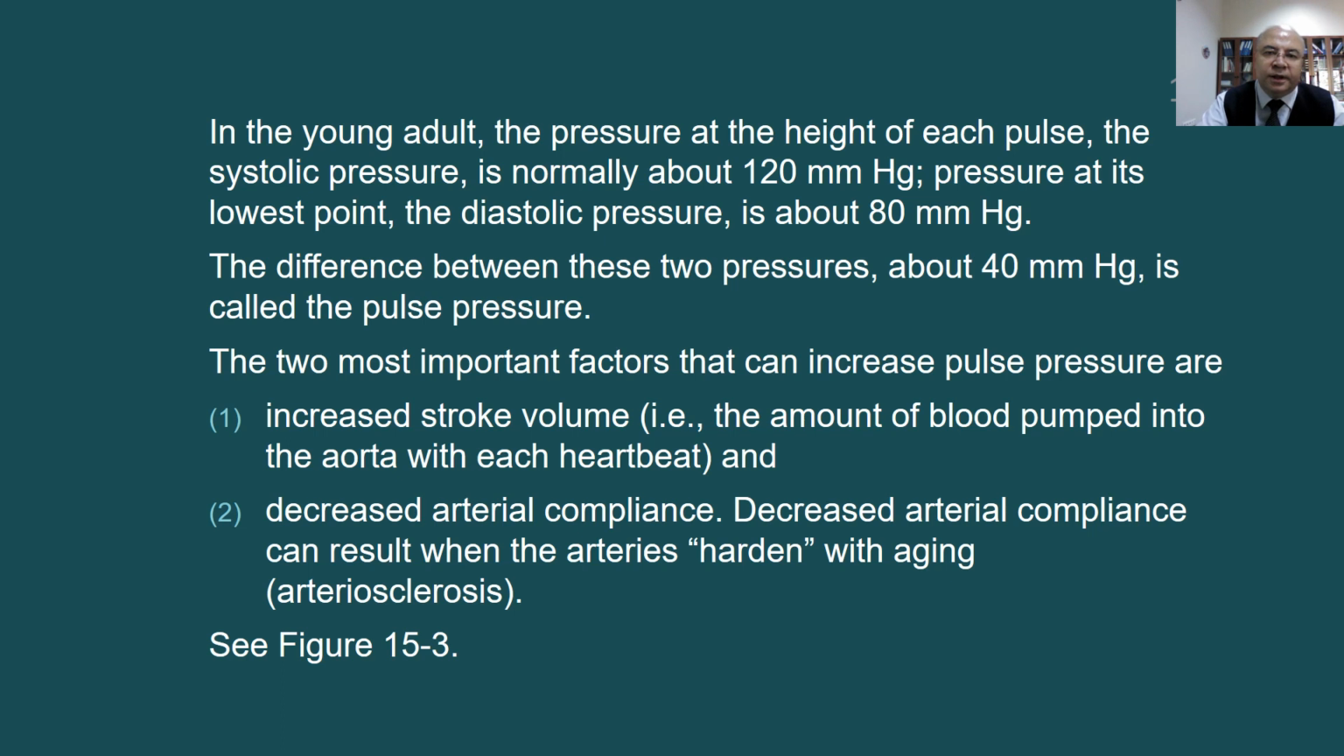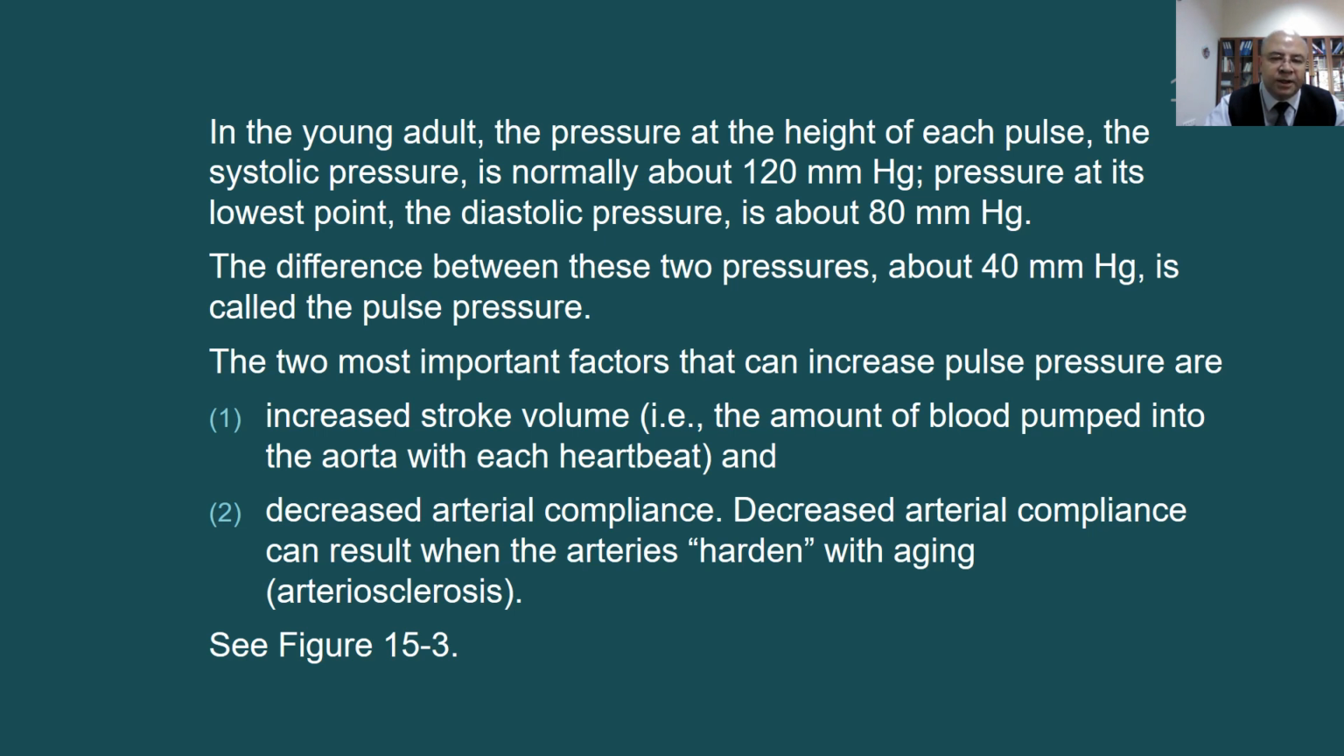In the young adult, the pressure at the height of each pulse, the systolic pressure, is normally about 120 mm mercury. Pressure at its lowest point, the diastolic pressure, is about 80 mm mercury. The difference between these two pressures, about 40 mm mercury, is called the pulse pressure. The two most important factors that can increase pulse pressure are increased stroke volume, that is to say, the amount of blood pumped into the aorta by each heartbeat.